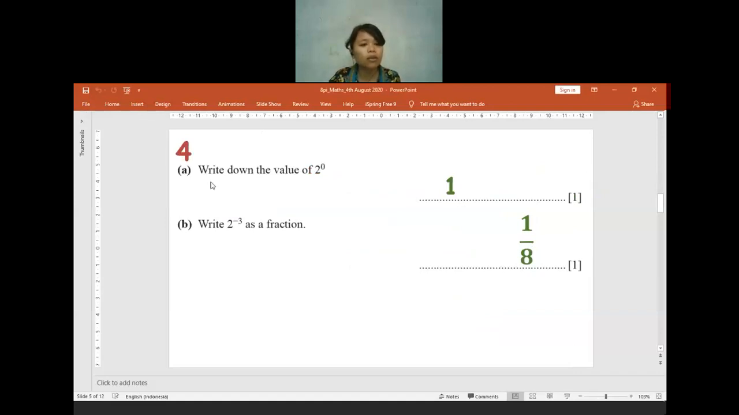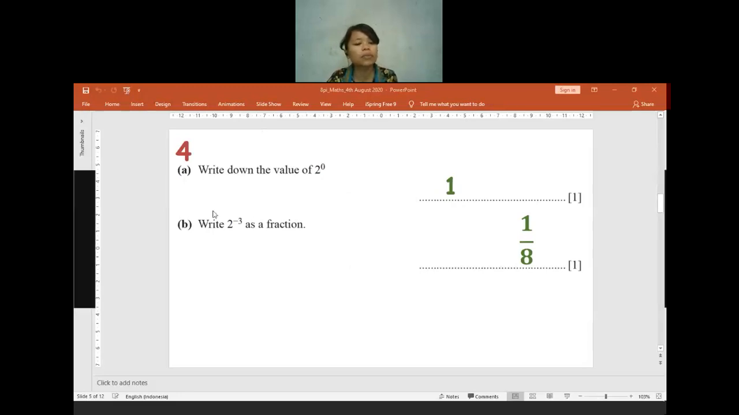For question 4, write down the value of 2 to the power 0. Everything to the power of 0 will be equal to 1. So the answer is 1, not 0.